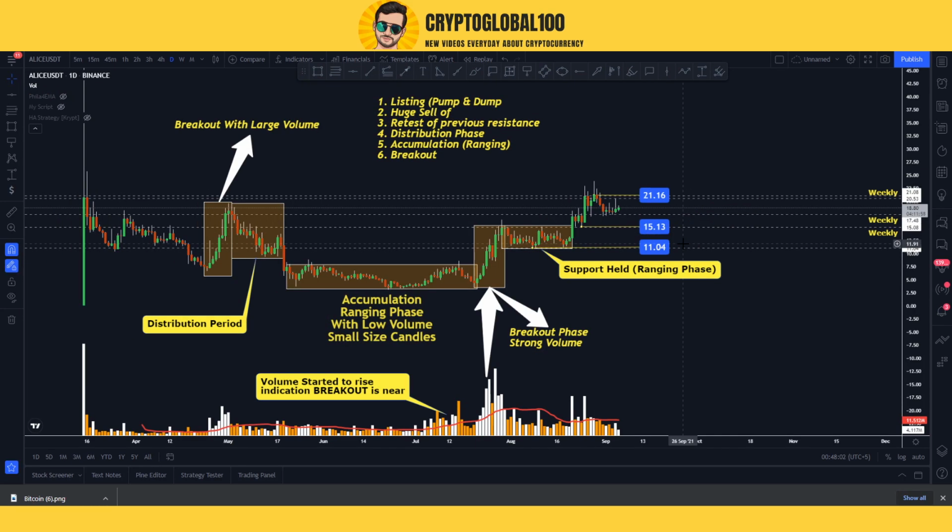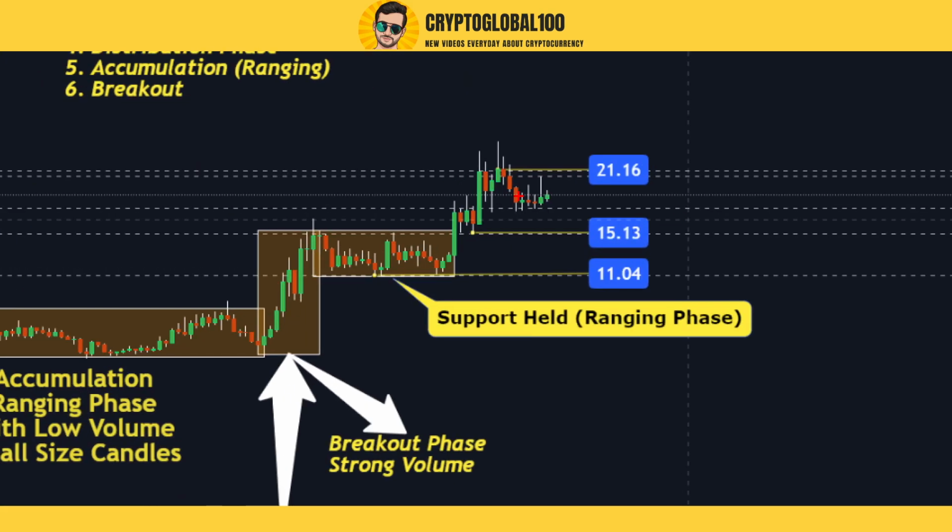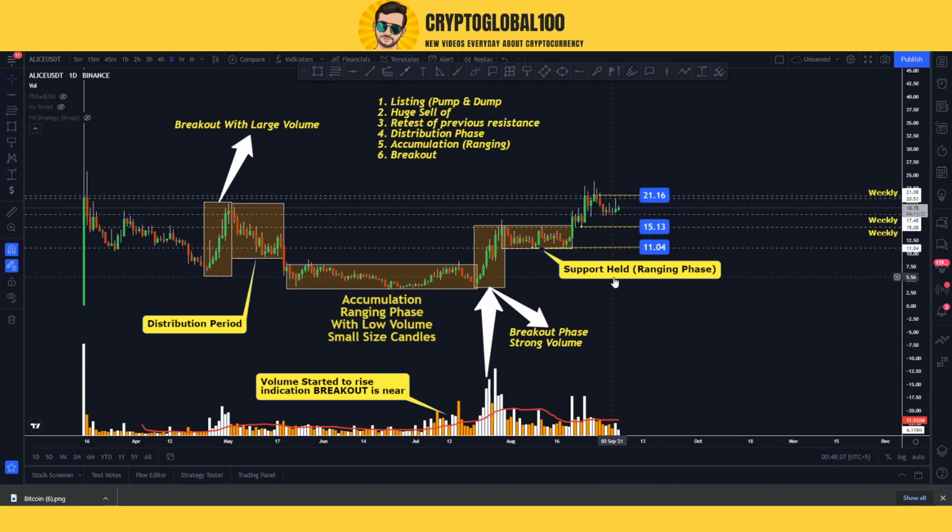So now you have understood all the basics, the market structure. Now you can place your buy orders accordingly. So we might be in the accumulation phase, we might fluctuate between 15 to 21, okay. This could be our range, and once we make a strong accumulation here, we can break out on the upside. But if it falls below, we might be testing the $11. This is a long-term signal for the AliCe coin.